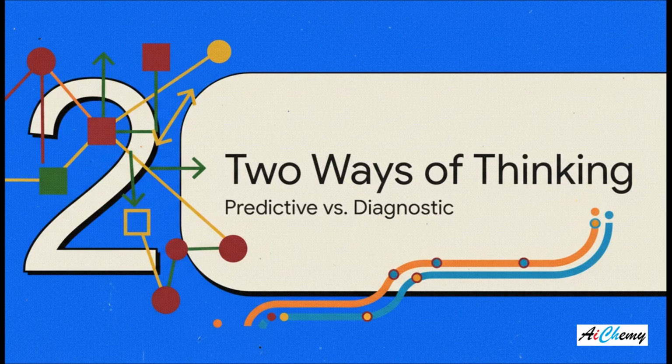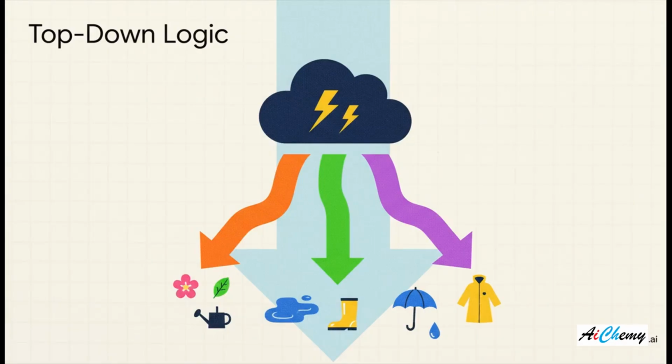Okay, so we've got our map. Now, how do we read it? Well, it turns out there are two fundamental ways to reason with it. Basically, two directions we can travel along its paths. First up, we have what's called predictive, or causal reasoning. This is top-down logic. We start with a known cause, and we try to predict the likely effects. We're looking forward in time.